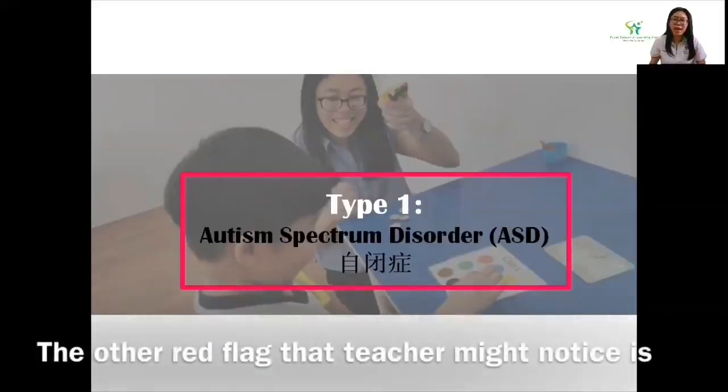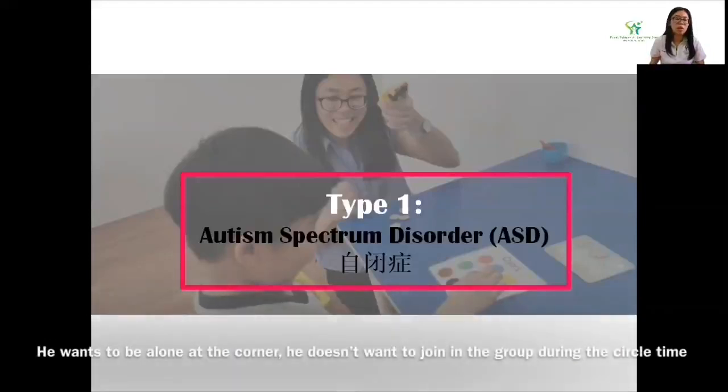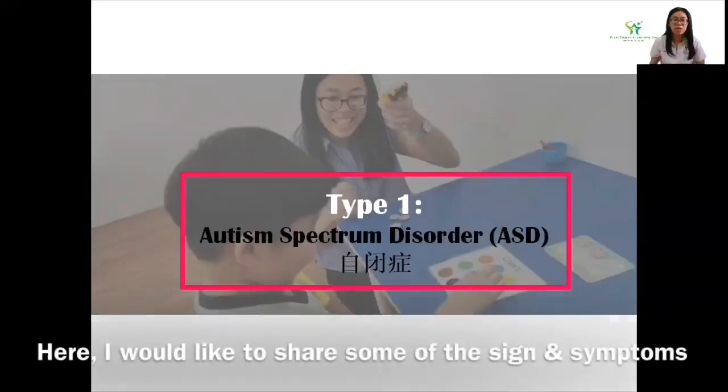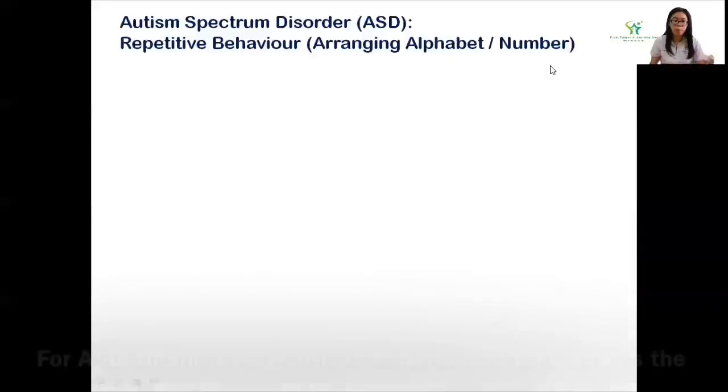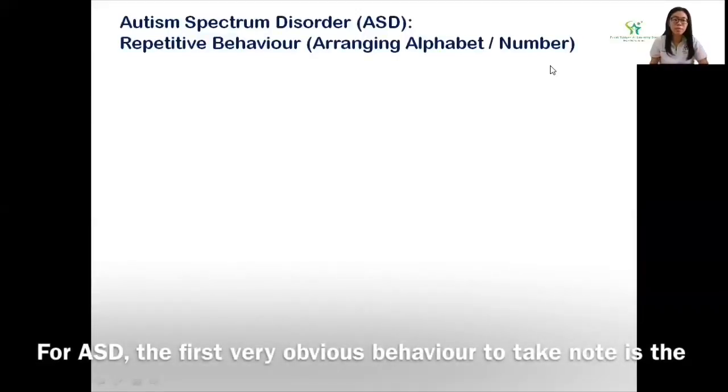Other red flags the teacher might notice: he only wants to be alone at the corner. He doesn't want to join in the group during circle time. So here I would like to share some of the signs and symptoms, the red flags that parents and teachers should take note of for autism spectrum disorder, or ASD in short.